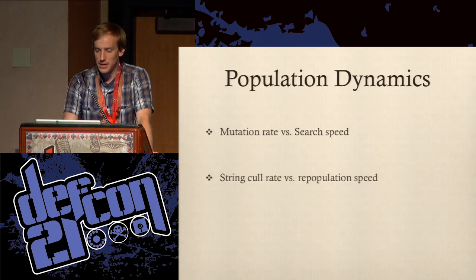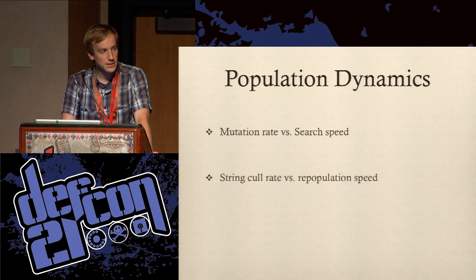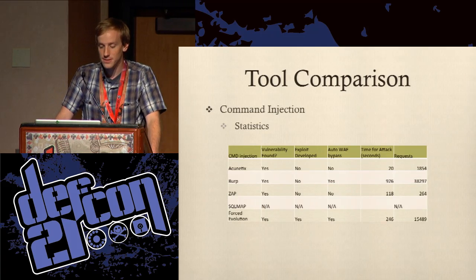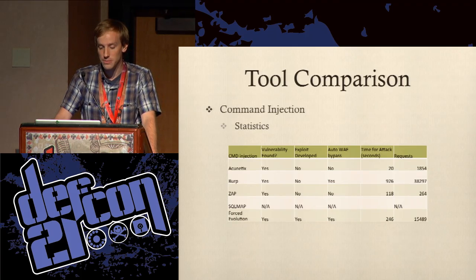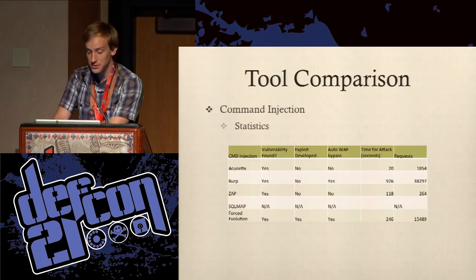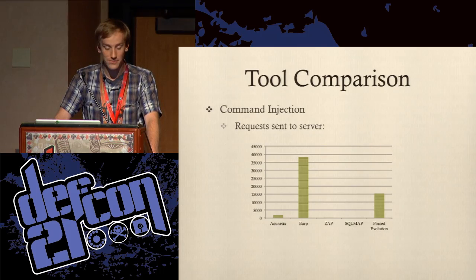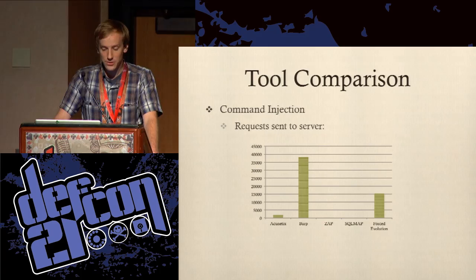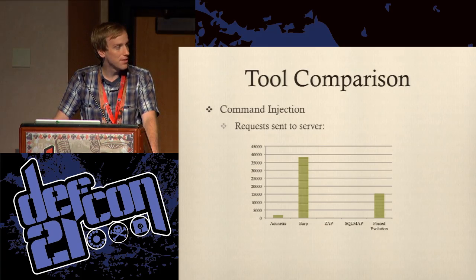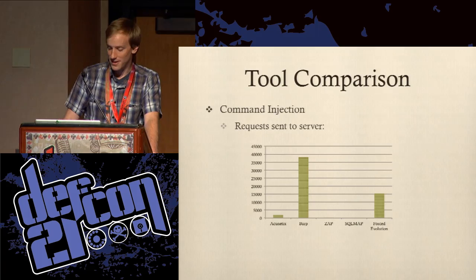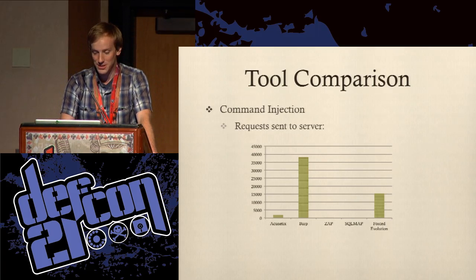With these things in mind, I went ahead and compiled a couple statistics on the leading edge tools. I did Acunetix, Burp, ZAP, the OWASP ZAP, and SQLMap, as well as forced evolution. This is just the raw data, but I'll go through some charts to show you how it compares. The number of requests sent to the server is a very significant amount. Forced evolution sends, on average, maybe 10 to 30,000 requests to a server. So this is not exactly a stealth attack tool, but we'll get into some of the pros later.